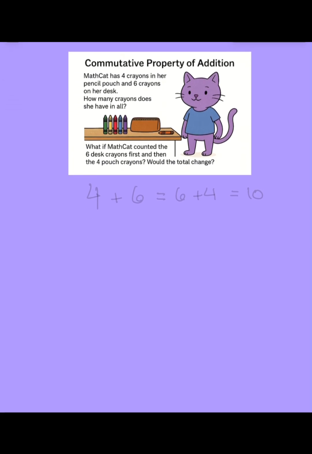Let's look at another example. The commutative property of addition. MathCat has 4 crayons in her pencil pouch and 6 crayons on her desk. How many crayons does she have in all? So we have 4 crayons in her pencil pouch plus 6 on her desk. Now, what if MathCat counted the 6 desk crayons first and then the 4 pouch crayons? Would that total change? Based on the commutative property of addition, we know that we can switch the order of the numbers being added, and that does not change the value. So these are equal. We get 10.